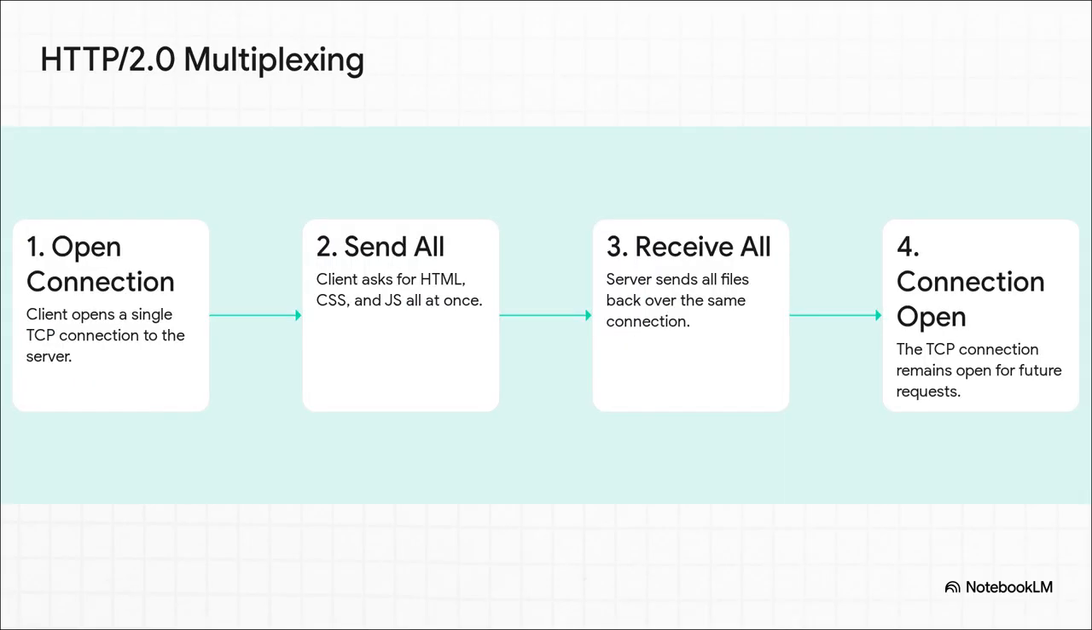Then HTTP/2 came along and just completely changed the game. Instead of that slow one-by-one chat, the client now opens a single connection and basically asks for everything it needs all at once. The server then just streams all the files back over that same connection, often at the same time. This technique, called multiplexing, was an absolute revolution. It's what allows massive, complex web pages to load in a fraction of a second, and it's why the modern web feels so fast and responsive.